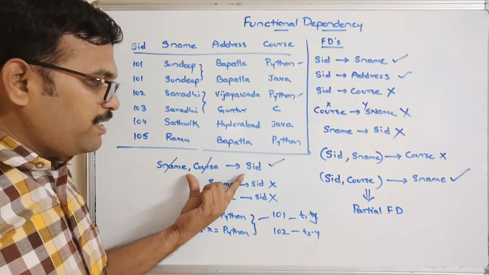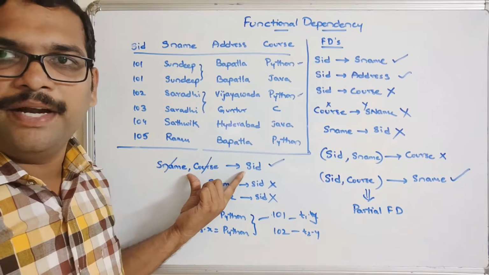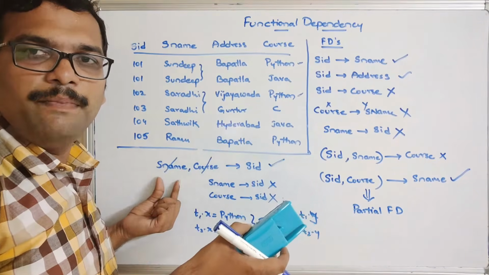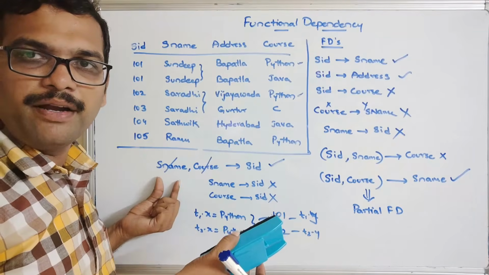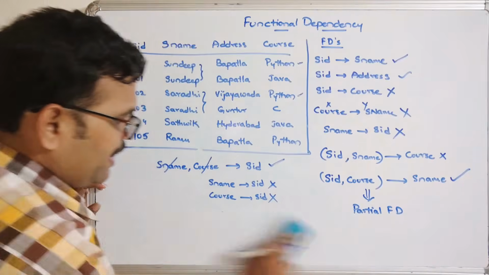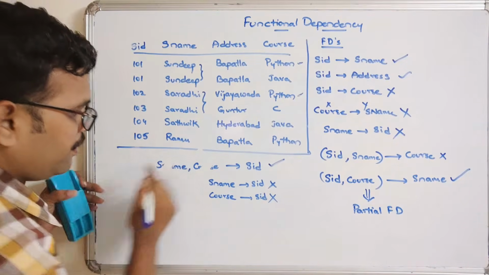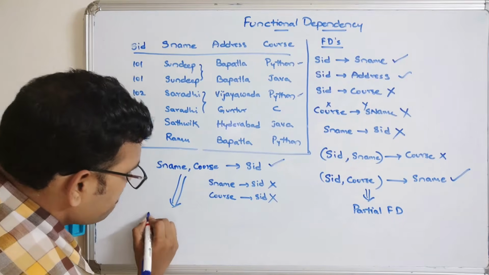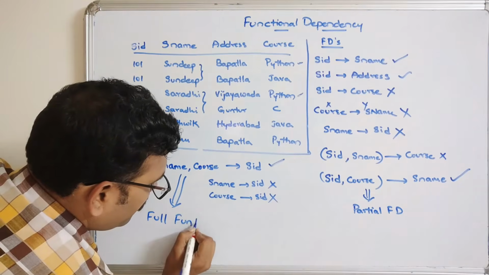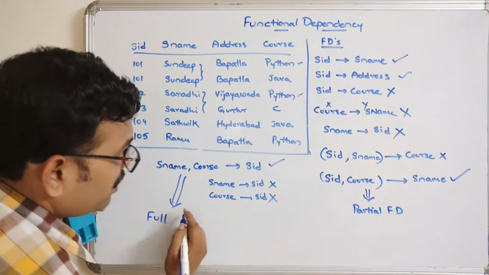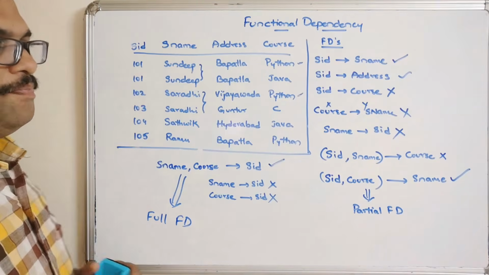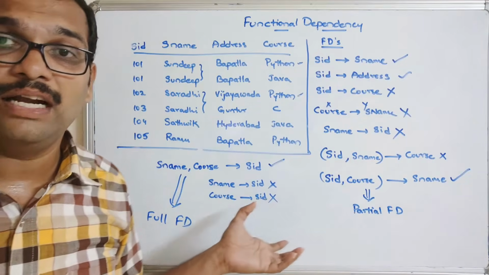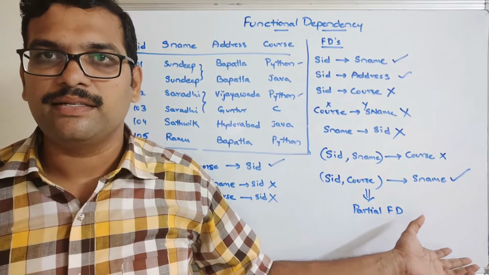So this complete dependency is a full functional dependency. If we remove one attribute from X, it violates the functional dependency. It doesn't remain functionally dependent, right? So that's why we can say this one is a full functional dependency. So we have to find the functional dependencies, and then we can find the full functional dependencies or partial functional dependencies, right?